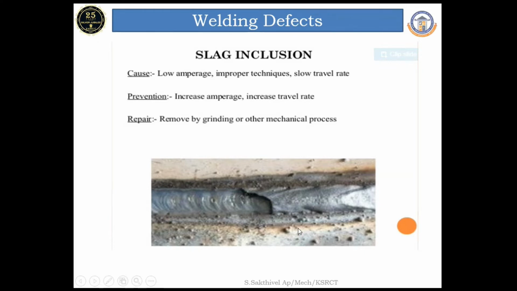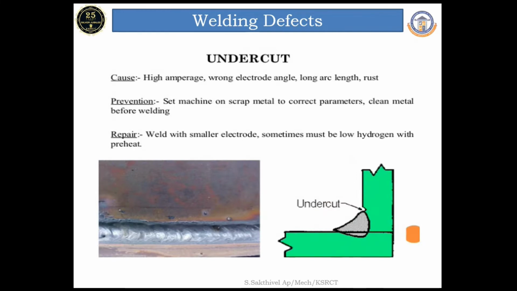The causes: it is caused by low amperage, improper techniques, and slow travel rate. Prevention means increasing the amps and increasing the travel rate. Repair: it is removed by grinding or another mechanical process. So this is called slag inclusions. Next, we're going to see about the undercut.